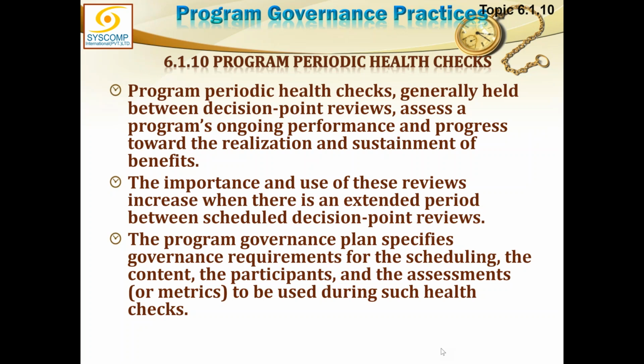Program periodic health checks, generally held between decision point reviews, assess a program's ongoing performance and progress towards the realization and sustainment of benefits. So they will provide us the interim data. Reviews will review the finish of something. But between two review points, we can have as many health checks as we want. And more health checks would naturally have some overload on the program, but still you have to balance it. How many health checks do you want and what is to be checked?